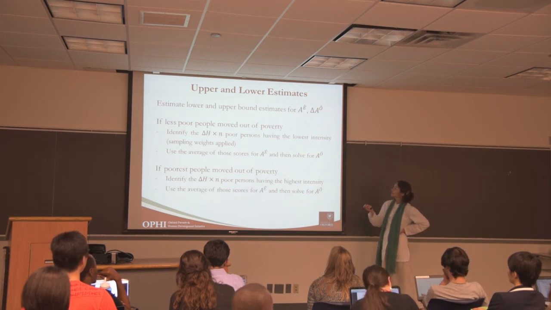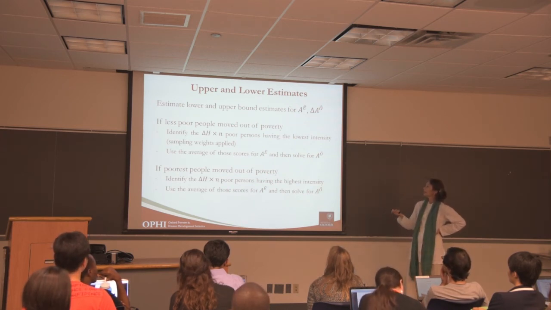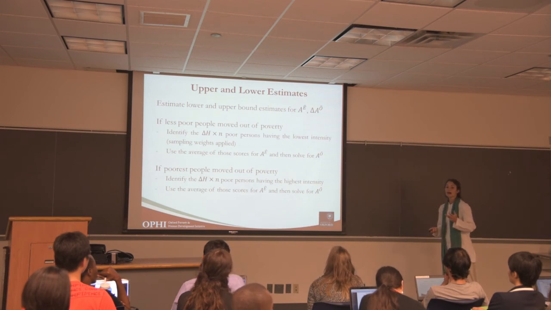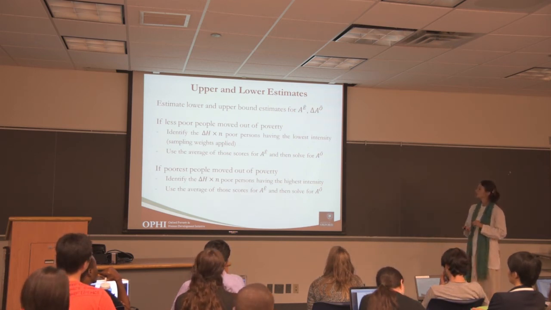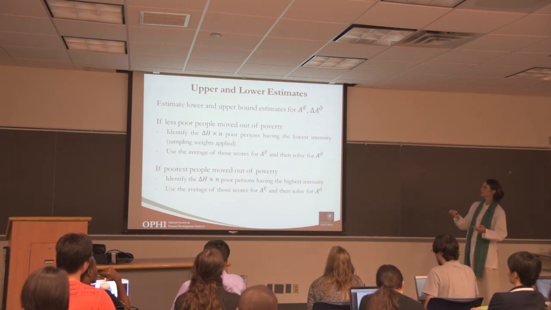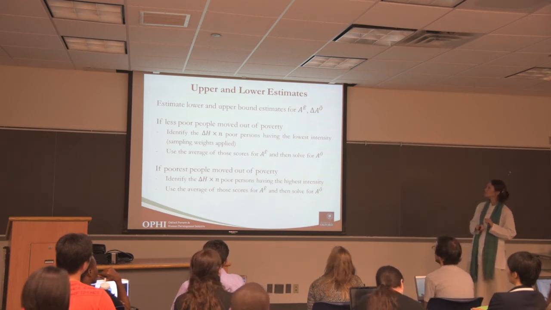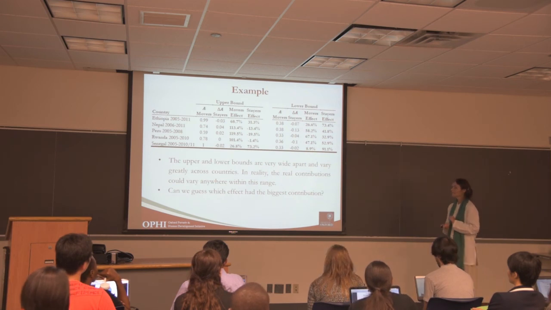So that will, in a sense, give you the upper and lower bounds from your own data set of what the minimum and maximum could be under these two conditions: the poorest people moved out of poverty, or the least poor people moved out of poverty. So Anna did this.